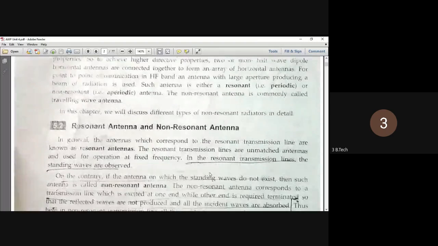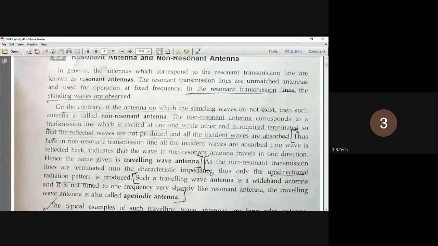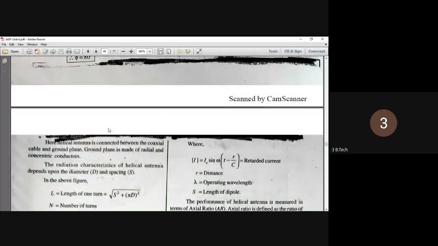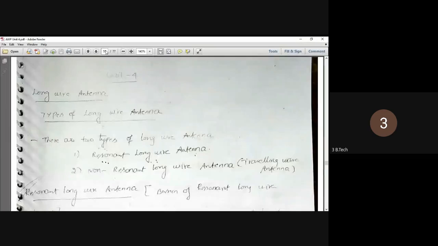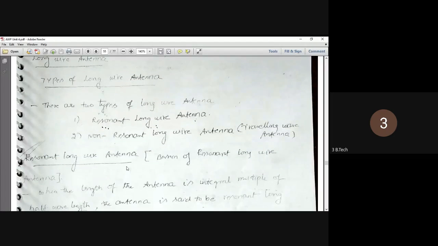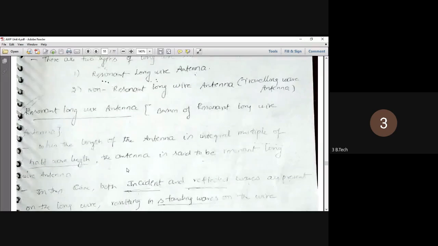So when coming to the types of antennas, yesterday we dealt with long wire antennas. What is the length of the long wire antenna? What are the types of long wire antenna? Yesterday we have seen. So what is the long wire antenna definition? When the length of the antenna is an integral multiple of half of the wavelength, that is the n lambda by 2 condition, the antenna is said to be a resonant long wire antenna.